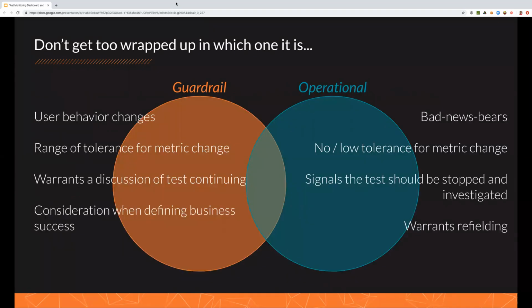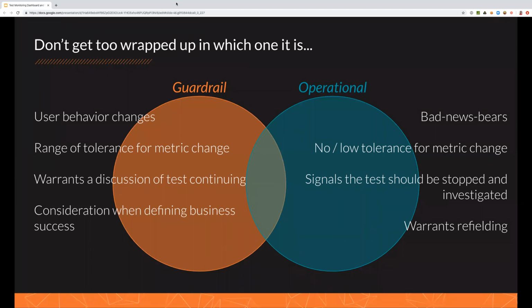And a call out here is, though we have cleanly made a distinction between guardrail metrics and operational metrics, the guardrail being more user behavior changes and business case and kind of the art of defining success, and operational more so being that technical side. Bad news if you see these go down because something is going wrong at a fundamental level, and usually warrants that refielding of a test.